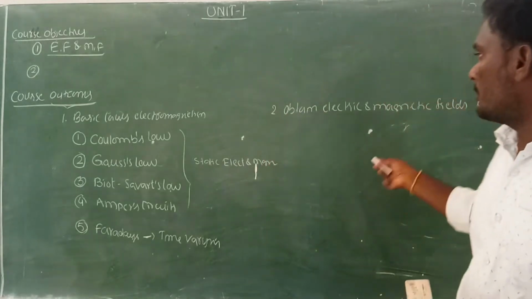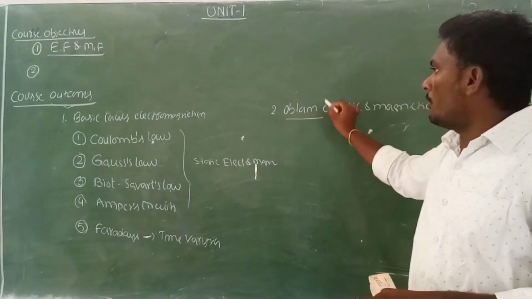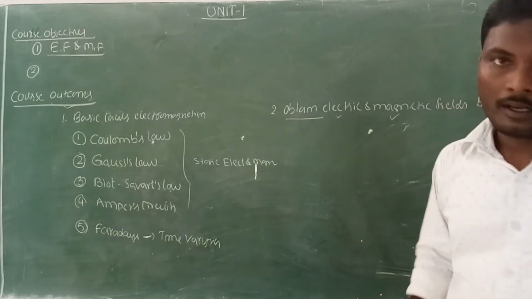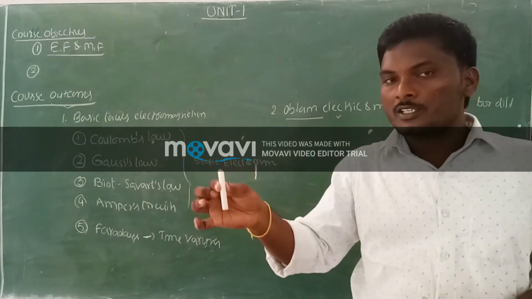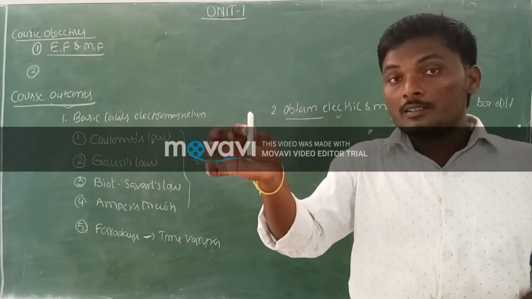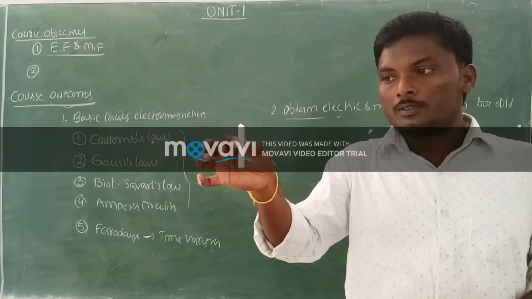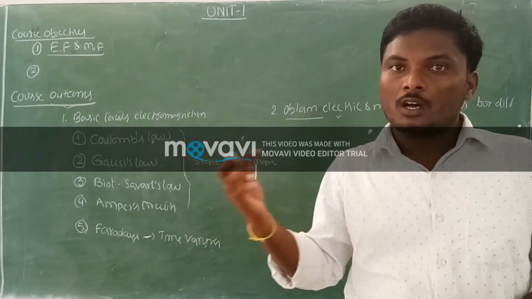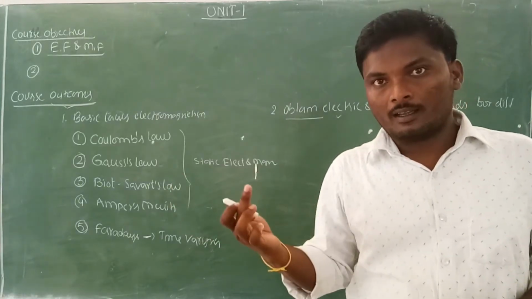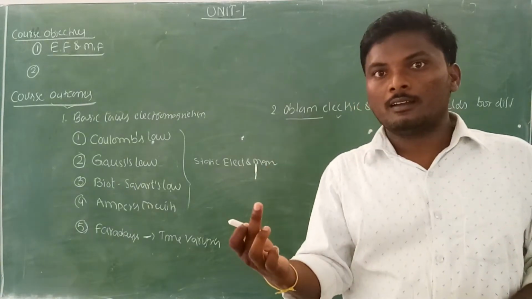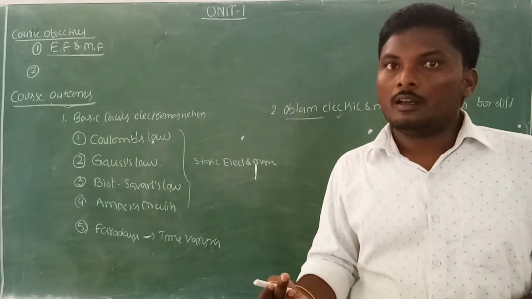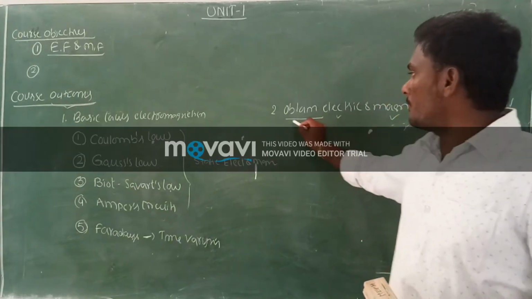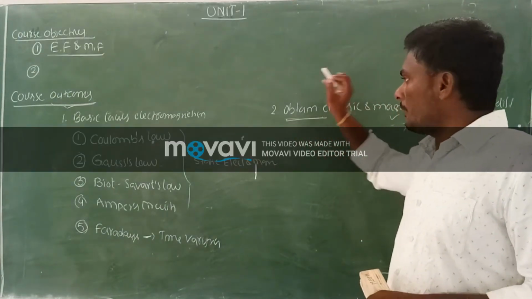This is the meaning of your second outcome: obtain the electric and magnetic fields for different configurations. Different configurations means straight conductor. In straight conductor, we have two types: finite length of conductor and infinite length of conductor. Similarly, for charged circular ring and charged circular disc, and coaxial cable, we have different configurations. For those different configurations, it is required to obtain the electric and magnetic fields.